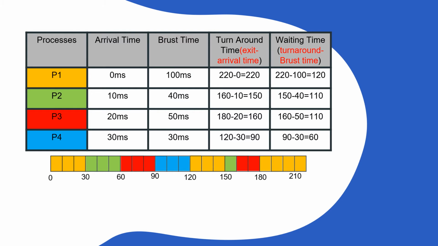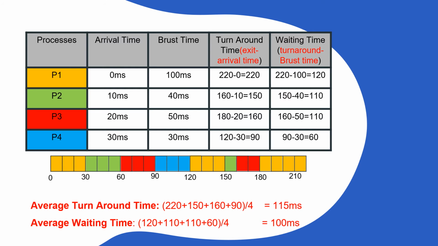Let's see the turnaround time and the average waiting time of the processes. So here we have process 1, process 2, process 3 and process 4 and their arrival time and burst time respectively. The turnaround time is 220, 150, 160 and 90 respectively, and the waiting time is 120, 110, 110, 60 respectively. Their average turnaround time and average waiting time are calculated by summing the turnaround times and the waiting times and dividing by 4 each. The average turnaround time is 115 milliseconds and the average waiting time is 100 milliseconds respectively.